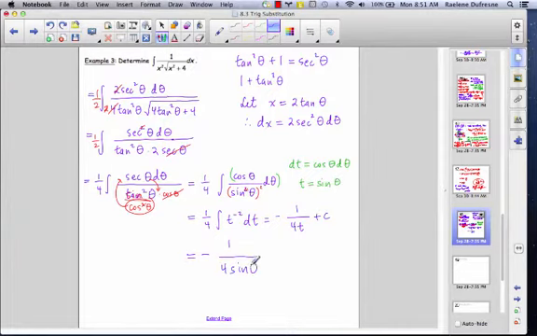And if you want, you can write sine theta as cosecant theta in the numerator. And then we have to go back and substitute theta in terms of x. So as always, as soon as we do a let statement involving a trig function, we should be drawing a triangle.